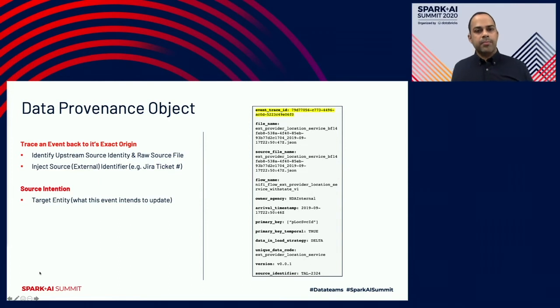Let's look at our data provenance object. So this object, like I mentioned, is generated in our pre-processing layer. It's used to trace an event back to its exact origin. And we can look at things like who was the exact source who came up with this change. We can even trace it back to the raw source that it originated from, or even trace it back to an external identifier like a source-based JIRA ticket number, for example. We also tag source intention. In other words, what is this source trying to do with this specific data change?